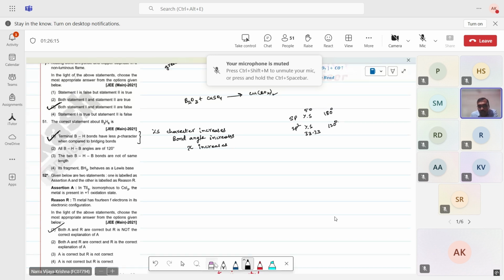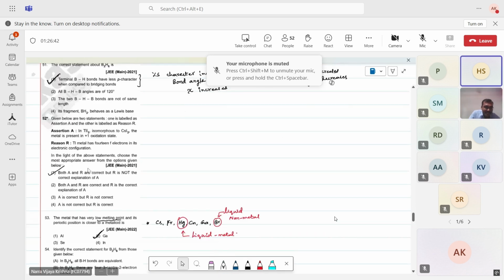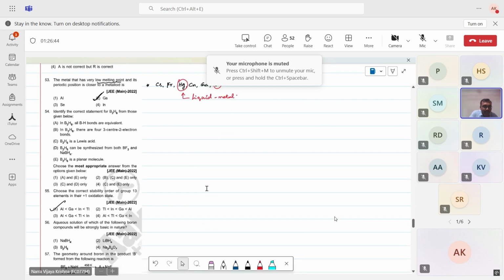Right? Now what about percentage P? What happens if percentage P increases? Bond angle decreases. Bond angle reduces, sir. You need to understand this statement. Now, Harshada, understood the reason? Yes, sir. Now, come to question number 54.